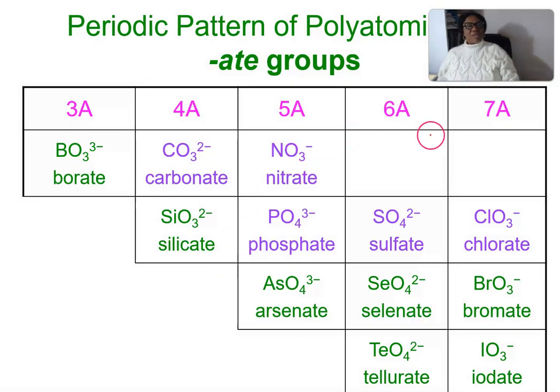So patterns of polyatomic ions. So you see, this is group 3, borate. Group 4, we have carbonate, silicate. Group 5, we have nitrate, phosphate, arsenate. Group 6, we have sulfate, selenate, tellurate. Group 7, we have chlorate, bromate, and iodate.